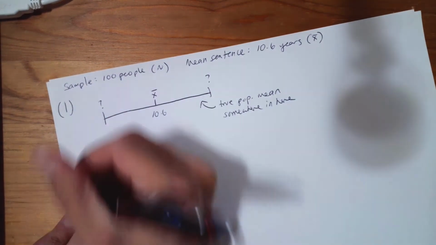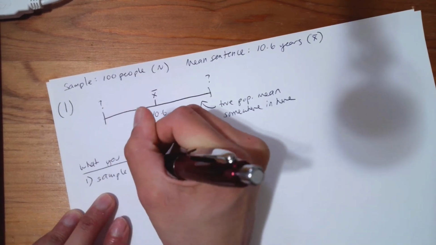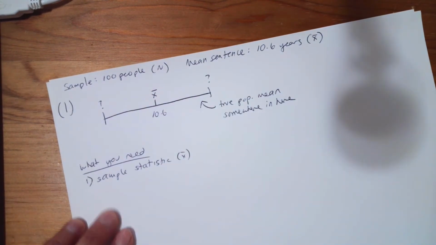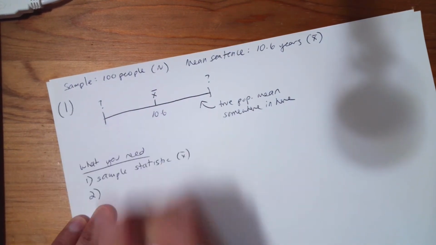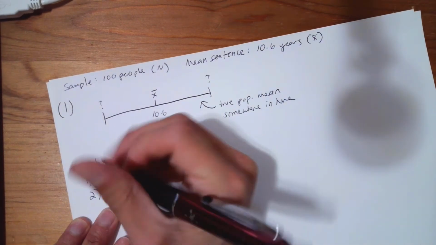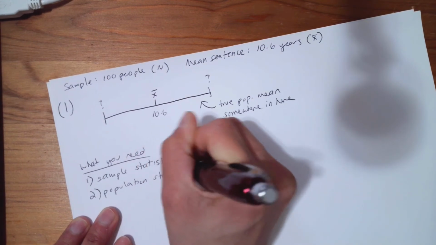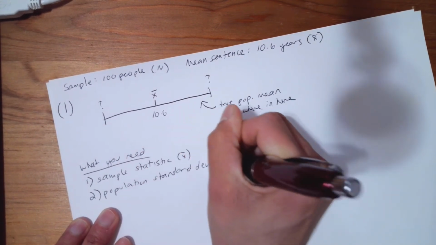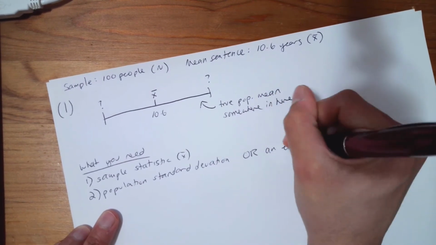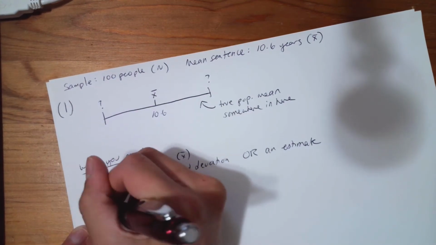The first thing is going to be some sample statistic, like x bar, which is the mean. You'll need the population standard deviation, or an estimate of it. And you'll need your level of confidence.